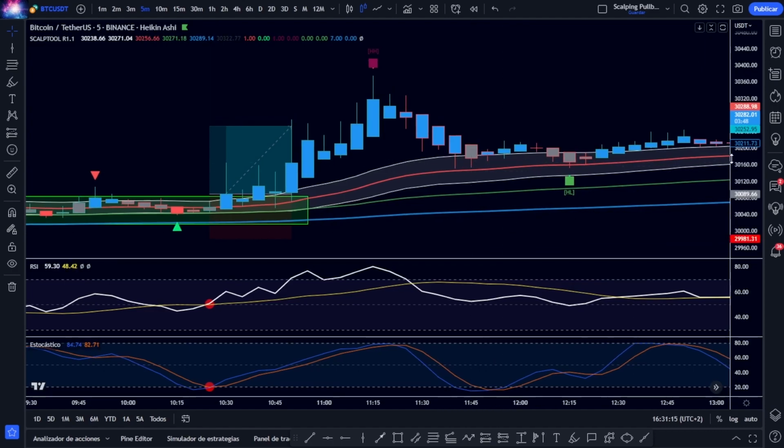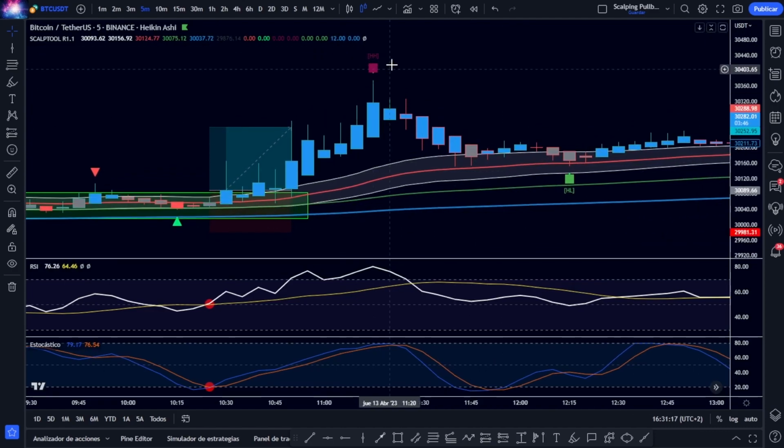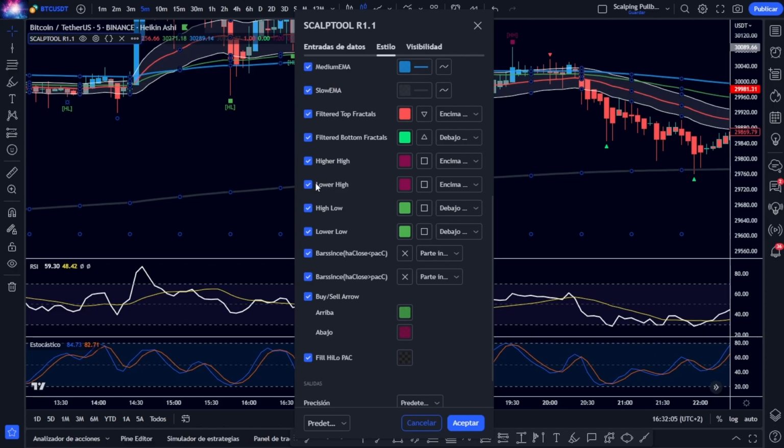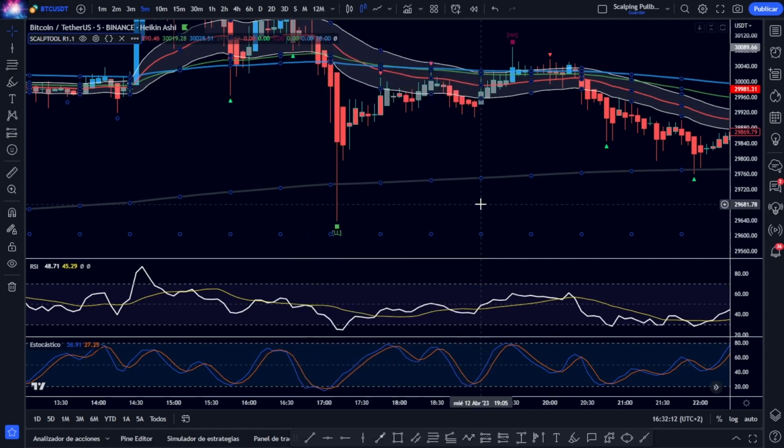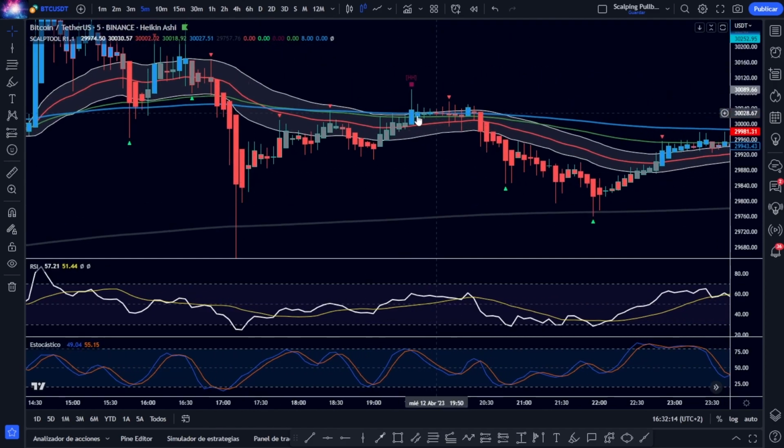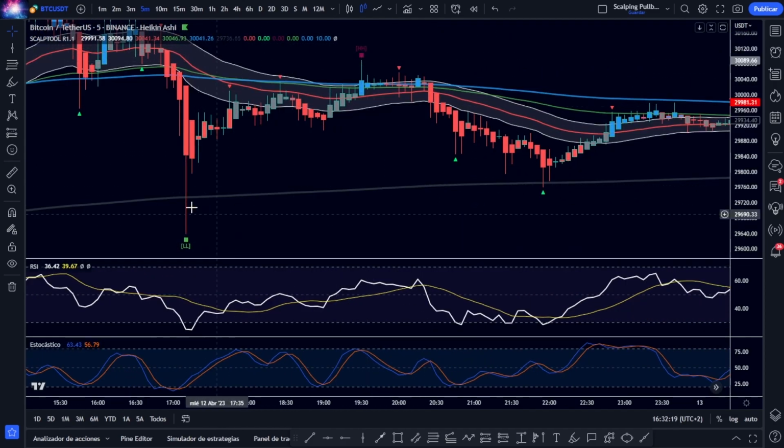If you want to go a little further, we can also take advantage of the information provided by these markers of higher highs and lower lows, i.e. those that put HH and LL. In fact, those that are LH and HL we can remove them because they are not going to serve us for anything, and we will leave only the main ones, the highest high and the lowest low.